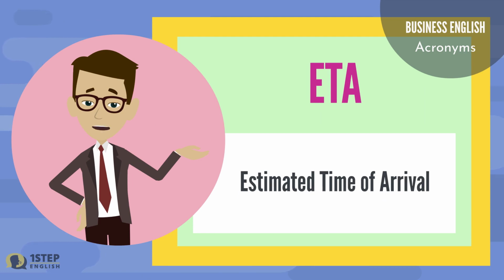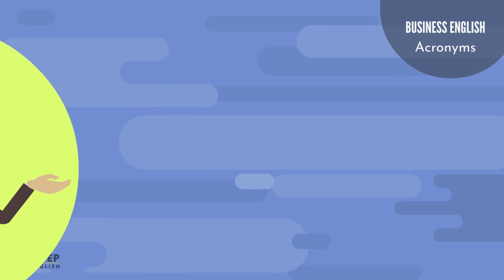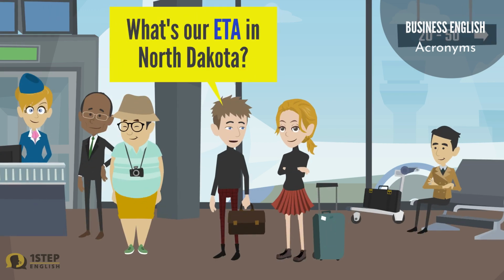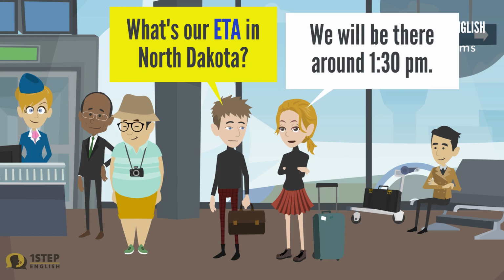ETA. Estimated time of arrival. It is the time when something is expected to arrive at a certain place. Here's an example. What's our ETA in North Dakota? We will be there around 1:30 p.m.